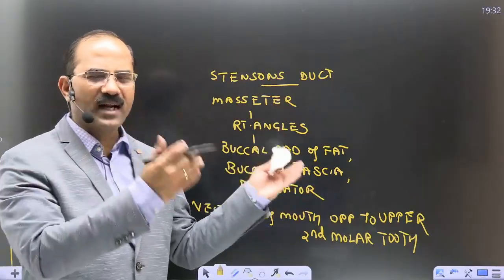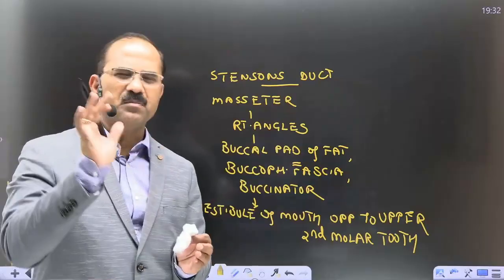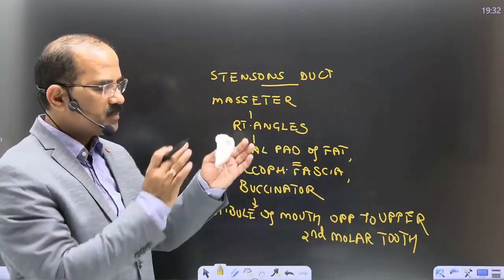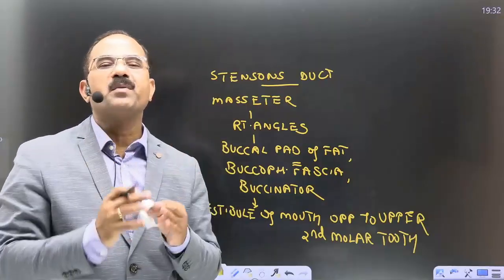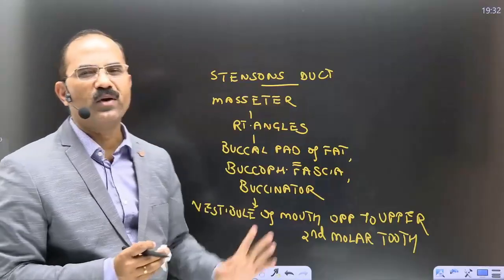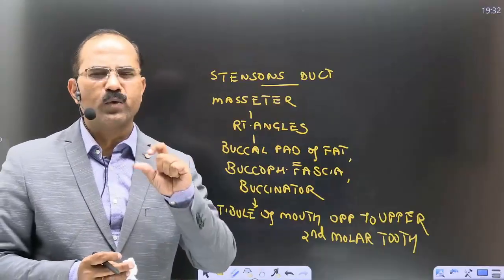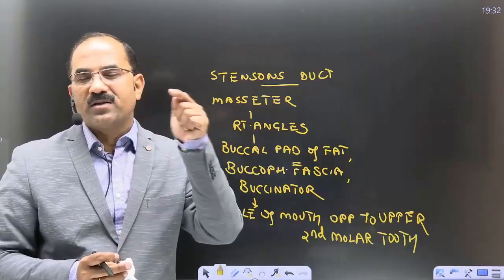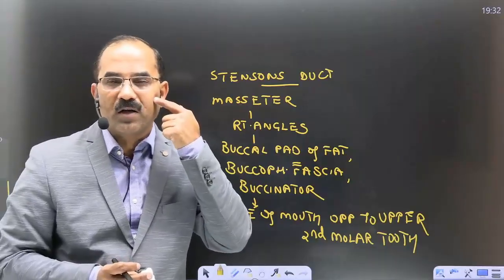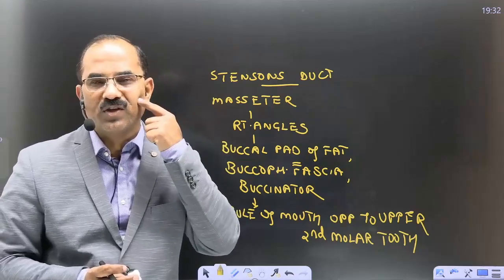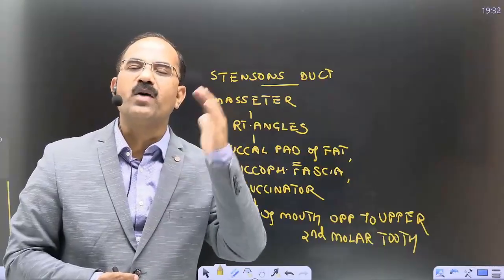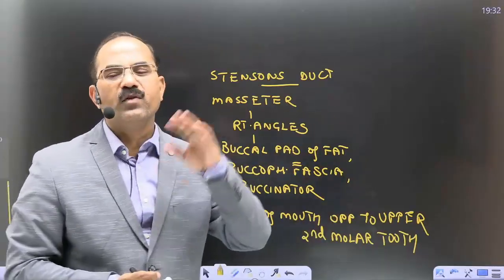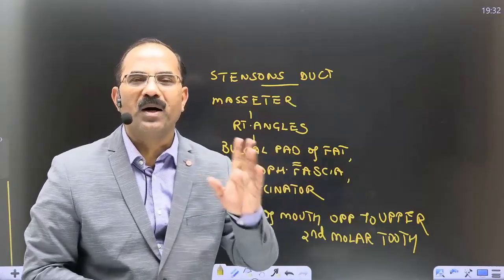Students, clear? So that's about the parotid gland. It's a very simple topic. What is important are the surfaces, the capsules, the content of the parotid gland, the nerve supply of parotid gland, and something about the parotid duct. Runs on the masseter, turns at right angles, pierces the buccal pad of fat, buccinator, buccopharyngeal fascia, and opens in the vestibule of the mouth opposite to the crown of upper second molar tooth. Inflammation of parotid gland is known as mumps.